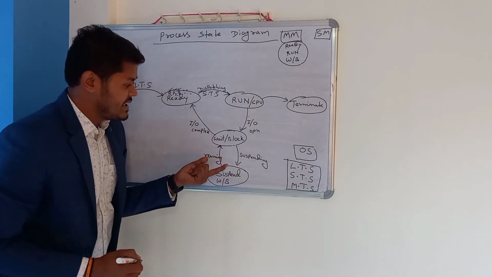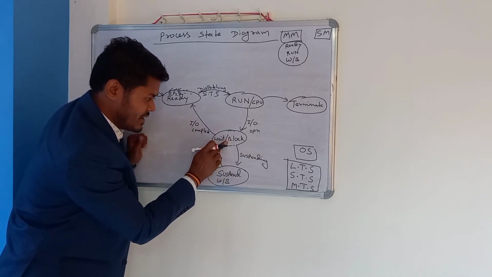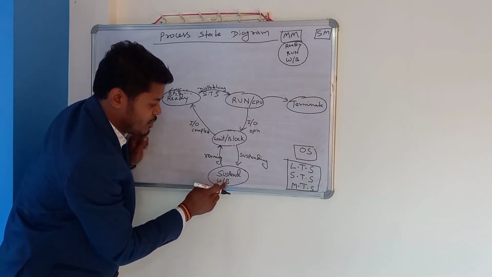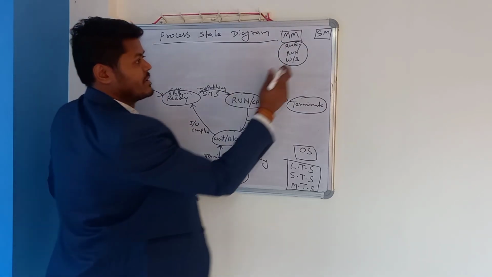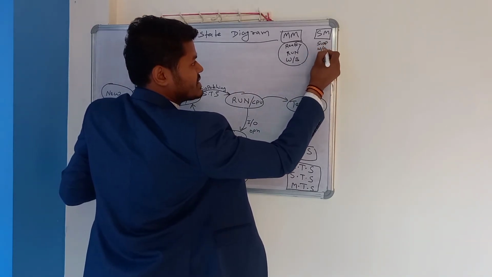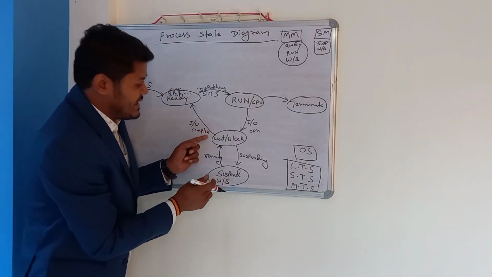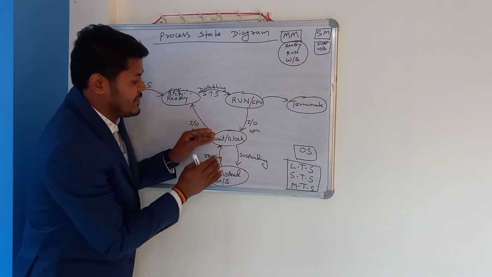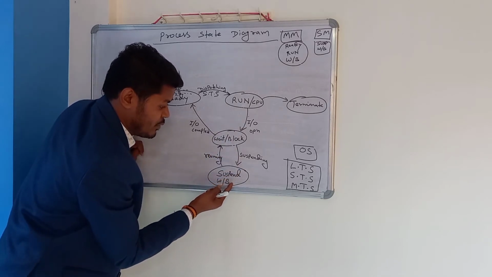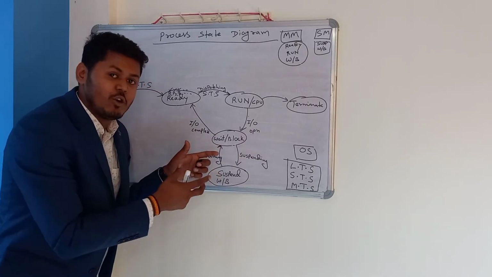If you look carefully, this particular state is in main memory, and suspend wait or block state is in secondary memory. So if any data, any information, any process goes from main memory to secondary memory and again from secondary memory to main memory, then that process is called swapping.